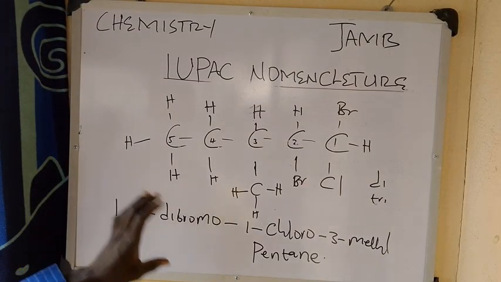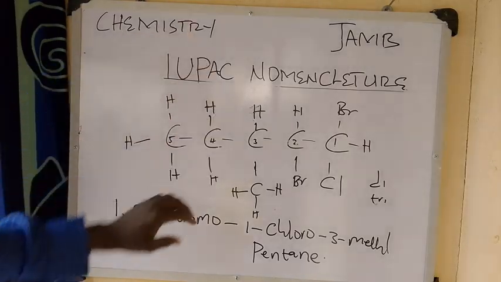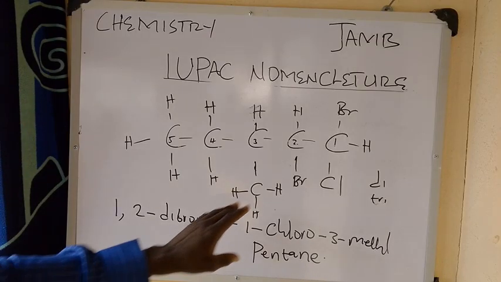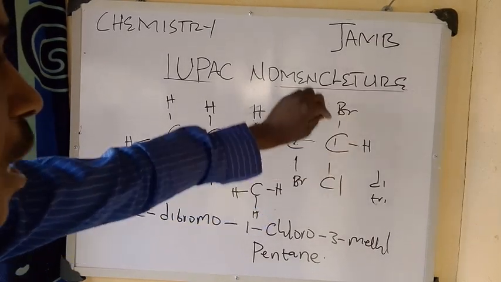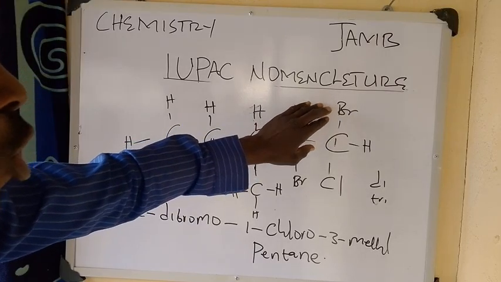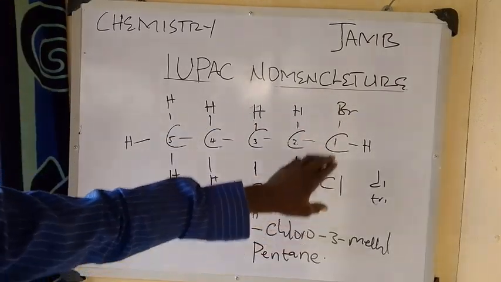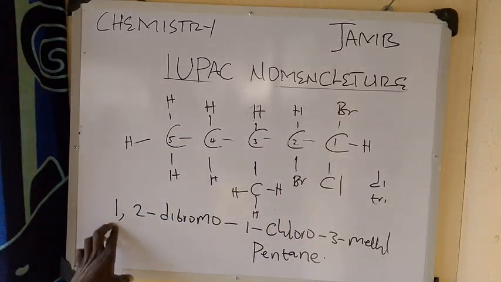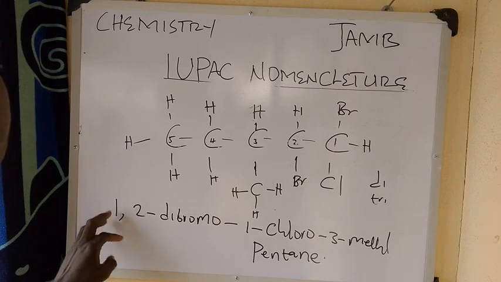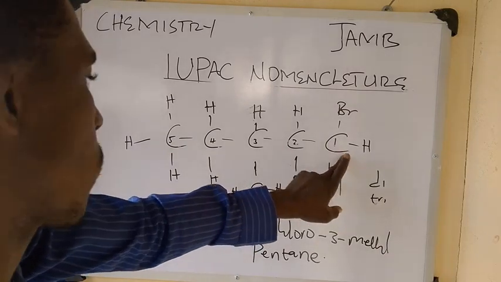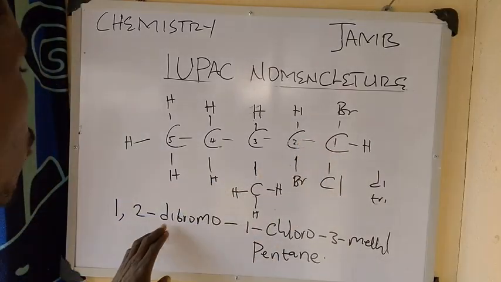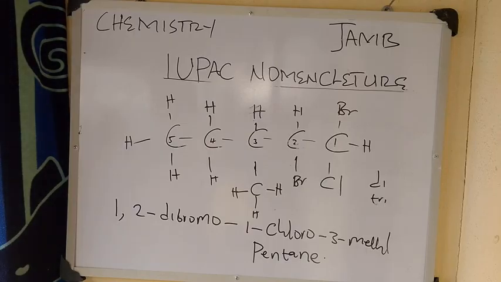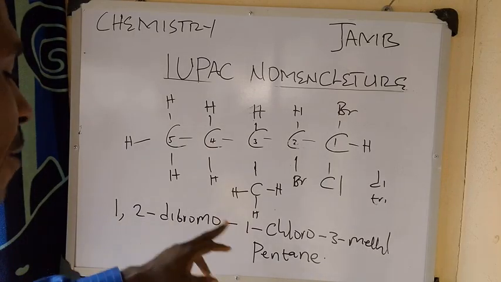It's just for you to follow the rules. And if you are naming, you will name in alphabetical order. So you cannot just name the compound anyhow. In alphabetical order, B comes before C, so you will mention bromo before chloro. That's why we started with 1,2-dibromo. What we are saying is that at carbon number 1 and carbon number 2, you have bromo. That is what we mean by 1,2-dibromo.